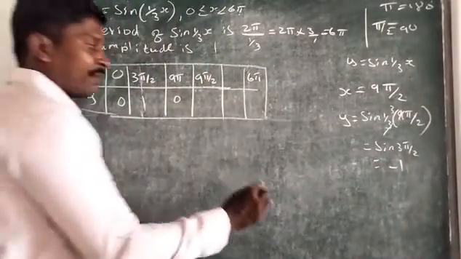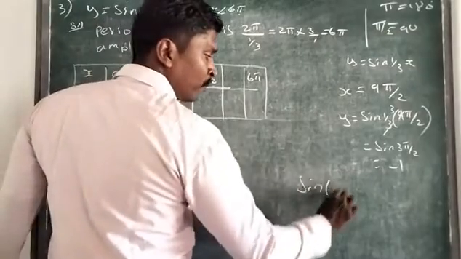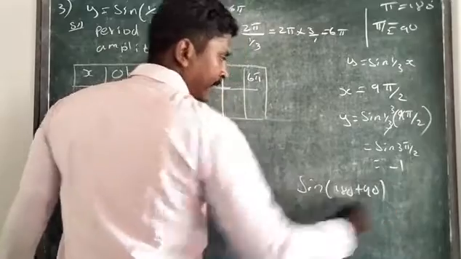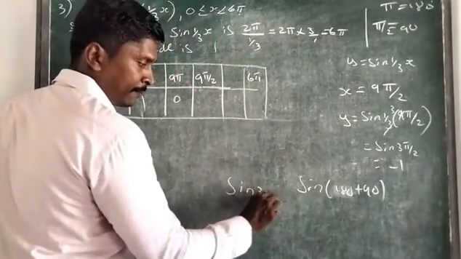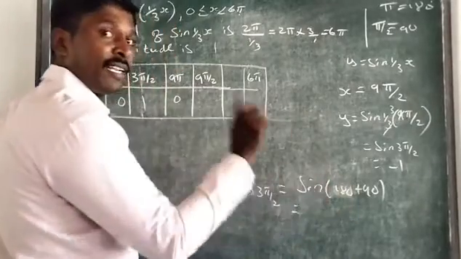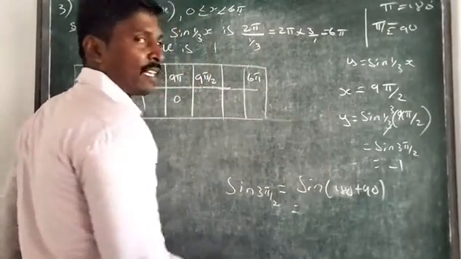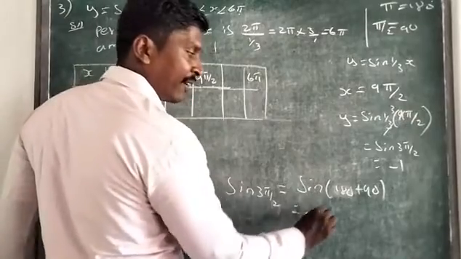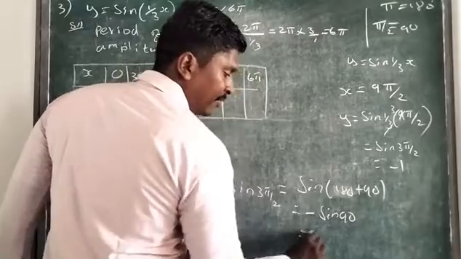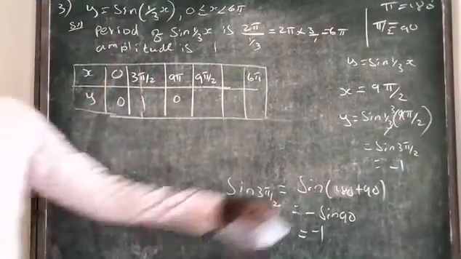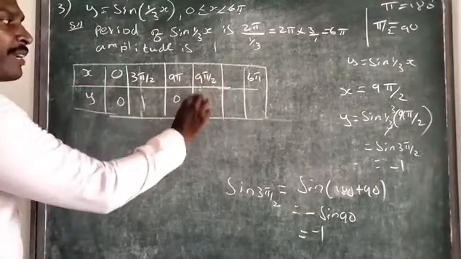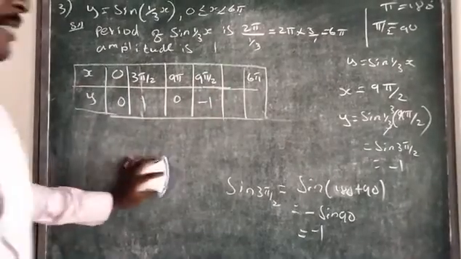Then sin(3π/2) we can write as sin(180 plus 90). This is sin(3π/2). It is in the third quadrant, where only tan and cot are positive, so sine is negative. With 180, no need to change the ratio, the same ratio will come. So sin 90 gives minus 1. This is the reason sin(3π/2) equals minus 1. So when we substitute 9π/2 instead of x, we get the y value minus 1.